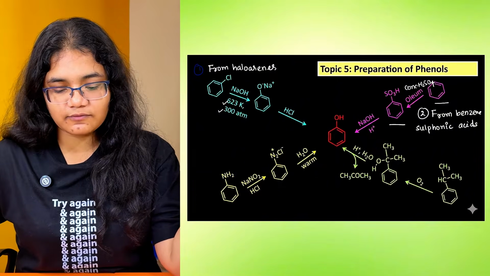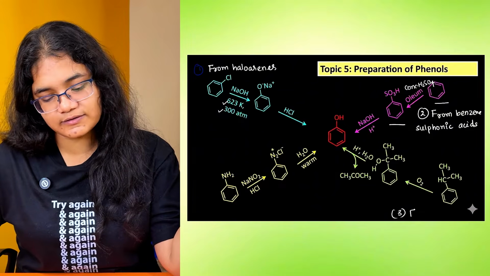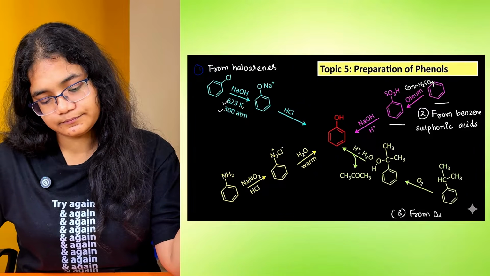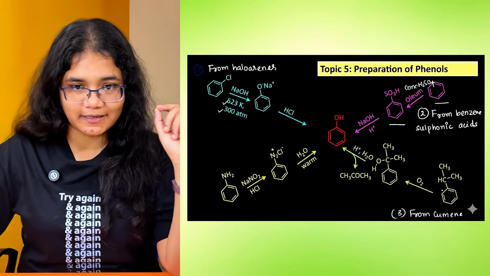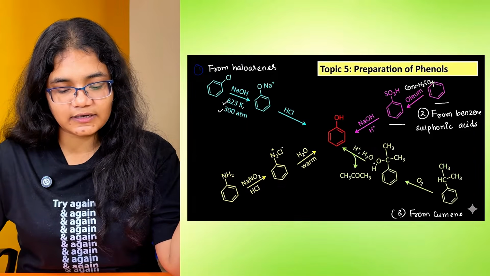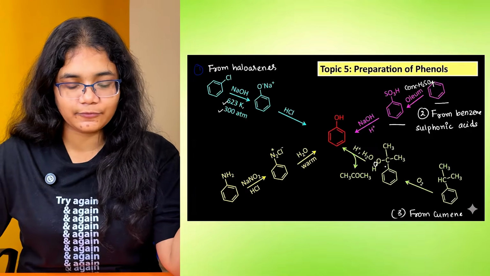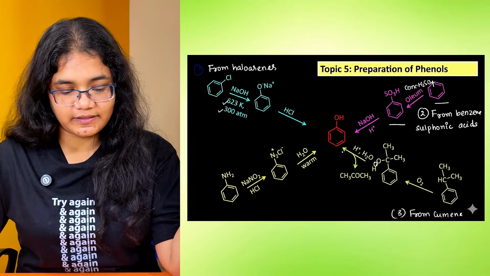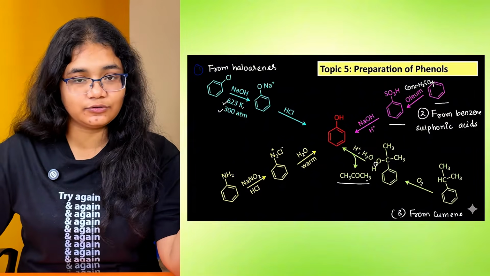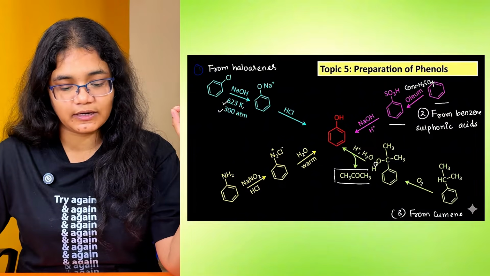Next one is from cumene. Cumene is this compound, isopropyl benzene. Now if you add oxygen here, 2 oxygens are added. Once this is there, if you hydrolyze it, phenol will be formed, and the byproduct produced is acetone, which is asked in the question, so keep this in mind.